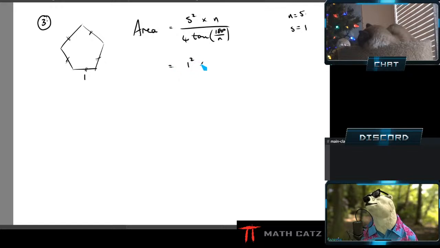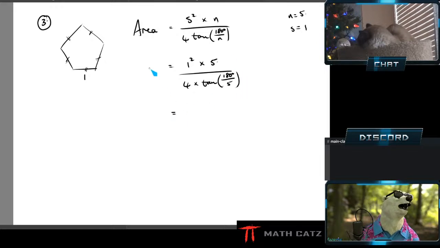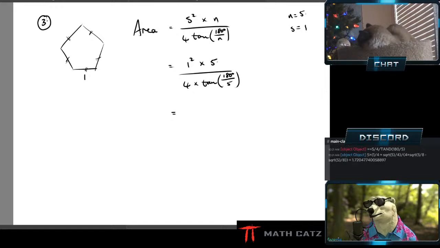So let's plug it in. 1 squared, 5 for n, 4 stays a 4, tan of 180 degrees over 5. Let's see what we get. And then we are done for this session. I don't need to write the 1, it's 1. 5 divided by 4, tan in degrees, 180 over 5, like so. And we got 1.7205.